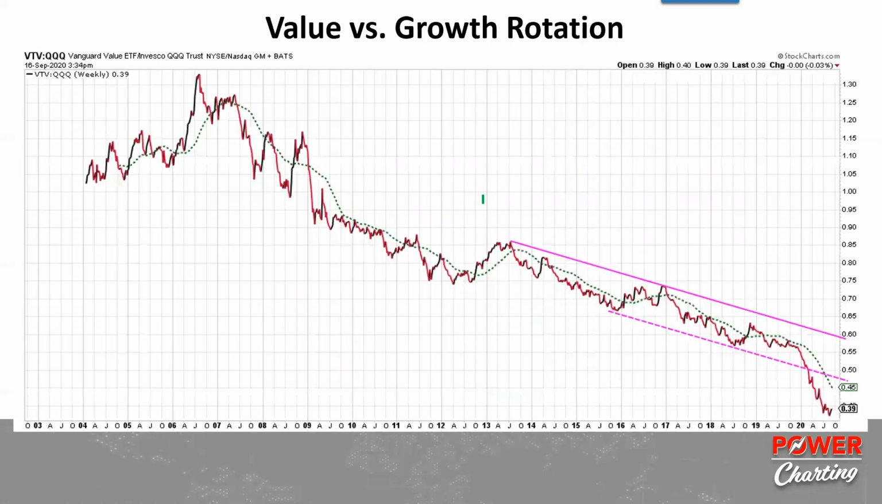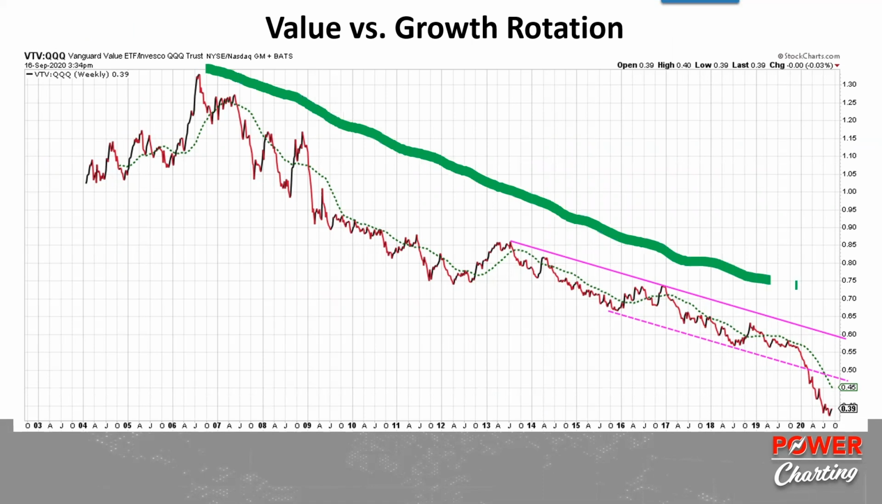Okay, value versus growth. So here you can see we're using a proxy, which is the Vanguard Value ETF, and we're comparing it on a relative strength basis to the Triple Q Trust. Triple Q ETF is the Nasdaq 100. This goes all the way back to '04, '06. You can see that as the line is dropping, this shows that growth is dominant. It's the dominant theme as the trend is down, meaning that the Triple Qs are outperforming the VTV.